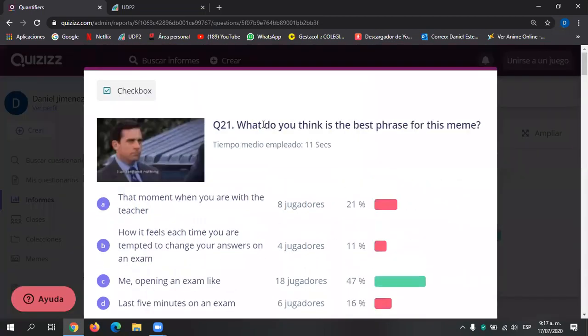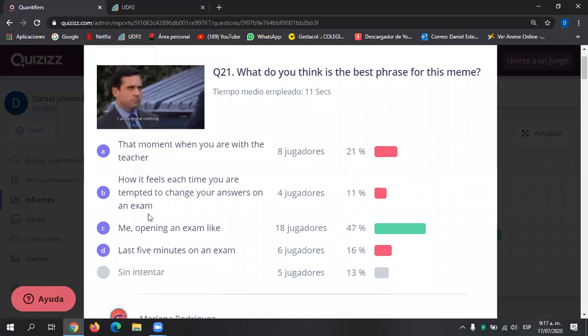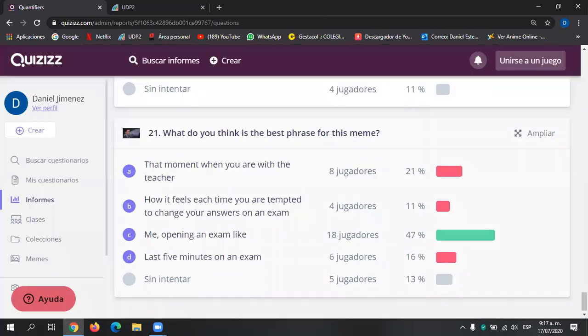Y ahora sí la última. What do you think is the best phrase for this meme? I understand nothing. No entiendo nada. Cuando dicen, yo abriendo un examen soy como, no entiendo nada. ¿Ok? Listo.